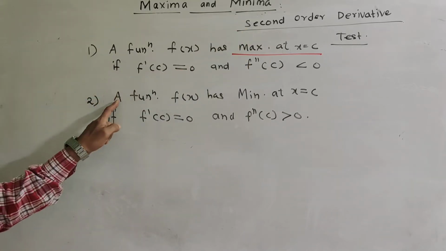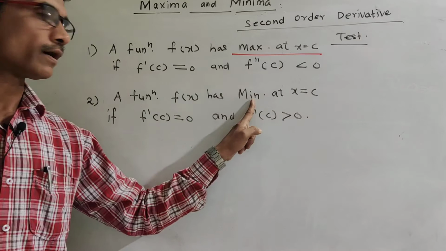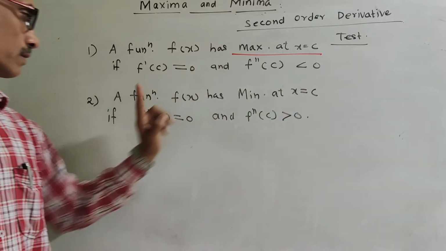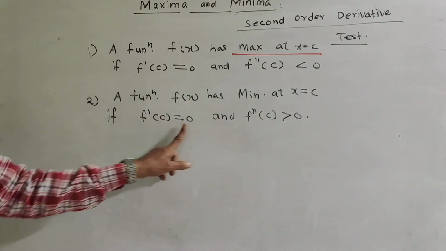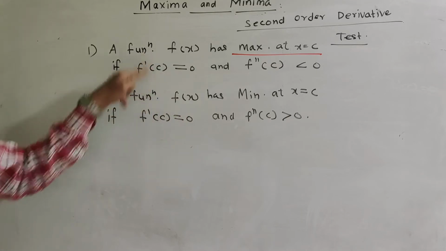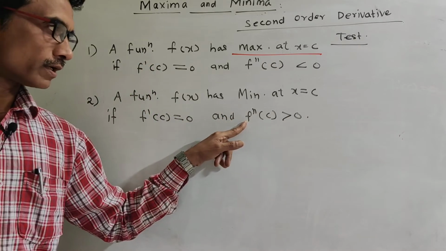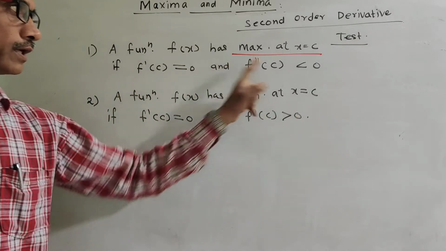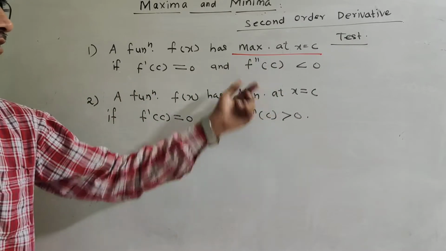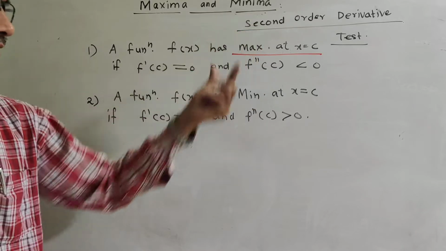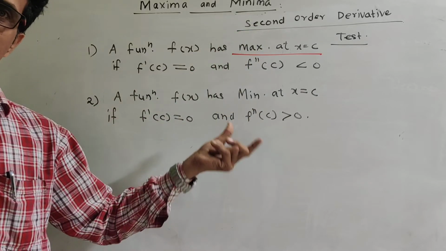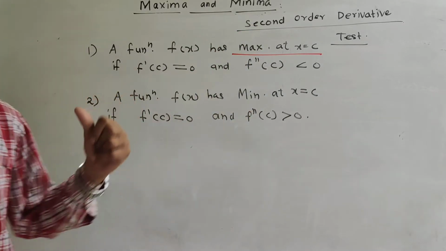The second is: a function f(x) has minima at x is equal to c when f dash of c is 0 and f double dash of c, that is the second order derivative, is what? Positive. Here it is negative, here it is positive. When the second order derivative is negative, maxima. When the second order derivative is positive, minima.